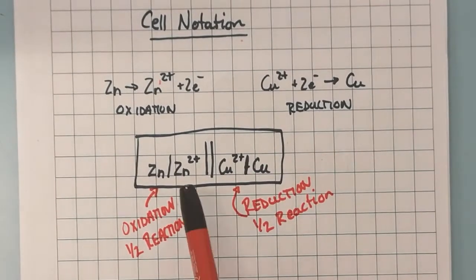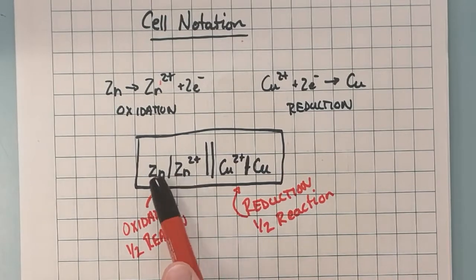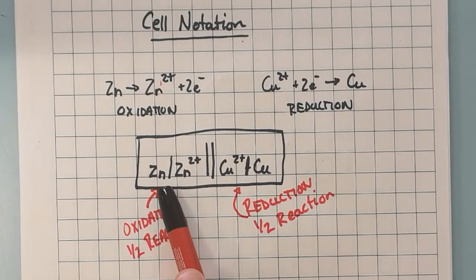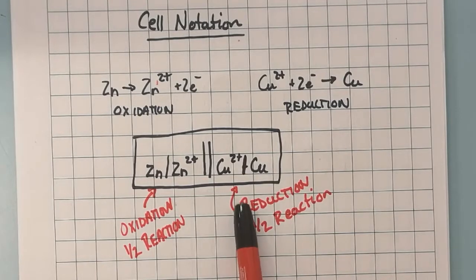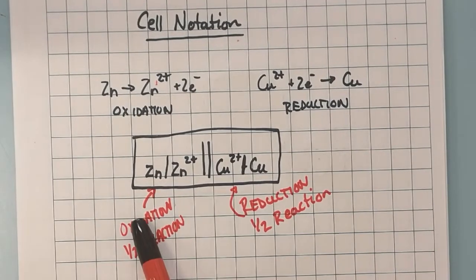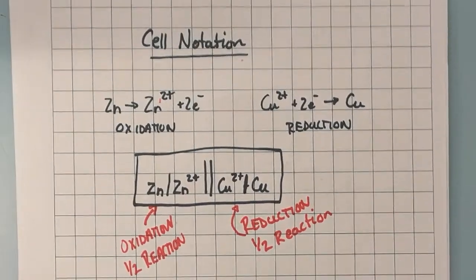All right, in cell notation, we list the reactant and product of our oxidation half reaction on the left. We list the reactant and product of our reduction half reaction on the right, separated by the lines as we see here. That's cell notation.